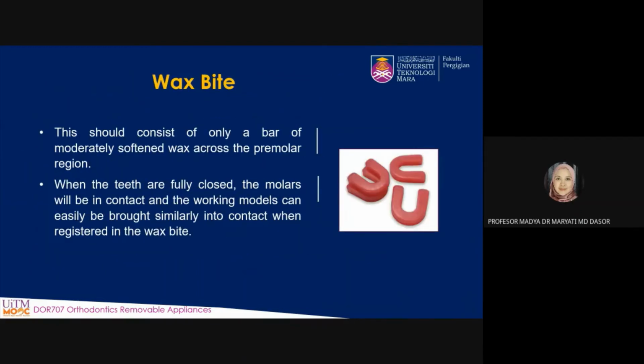Let's move on to the wax bite. Wax bite is necessary to register the occlusal relationship of the patient. It should consist only of a bar of moderately softened wax across the premolar area. When the teeth are fully closed, the molars will be in contact and the working model can easily be brought similarly into contact when registered in the wax bite.